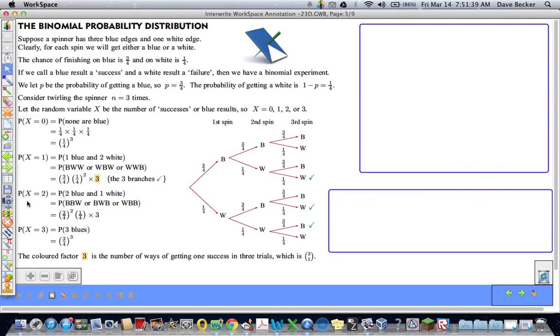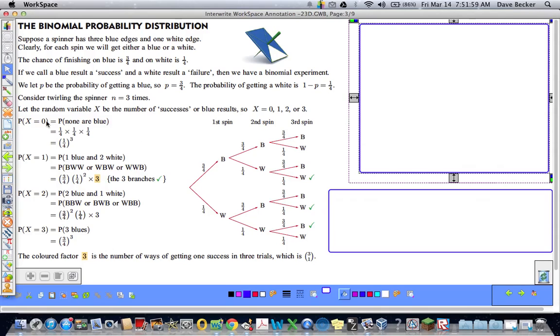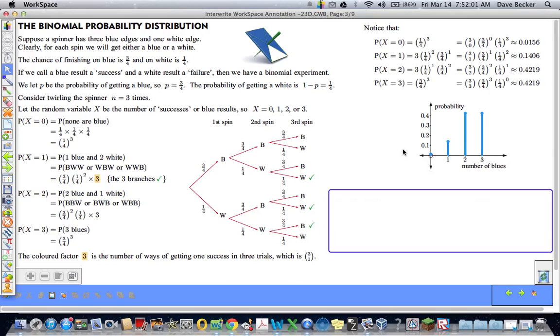Same thing for X equals 2, except the 3/4 is squared because we're counting the possibility of the two blues. And then winning all the time would be 3/4 cubed. Of course, that would be a blue, a blue, a blue. Okay? So hopefully you're starting to notice something here.